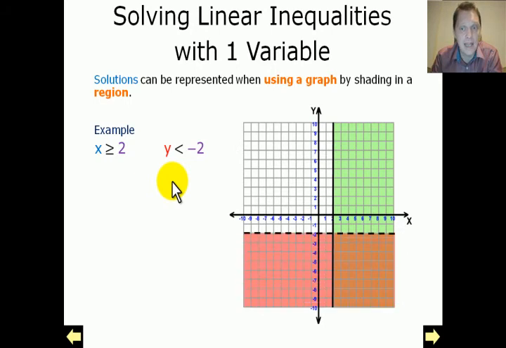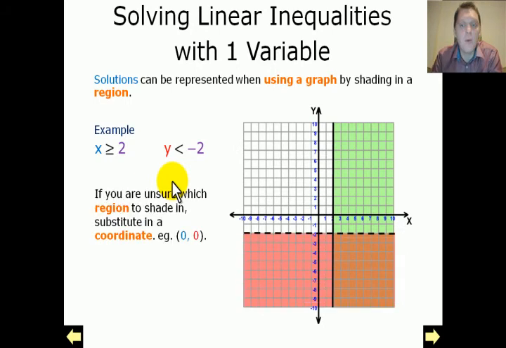Now you might be unsure about which side of the line to shade in, so I'll always suggest that once you've drawn your line in, you substitute in a coordinate above and below the line for your y, just to see if it fits. So for this instance, if I was to use 0, 0 and substitute that in for y, I can see that 0 is not less than negative 5, in which case I've got to shade everything below this line.